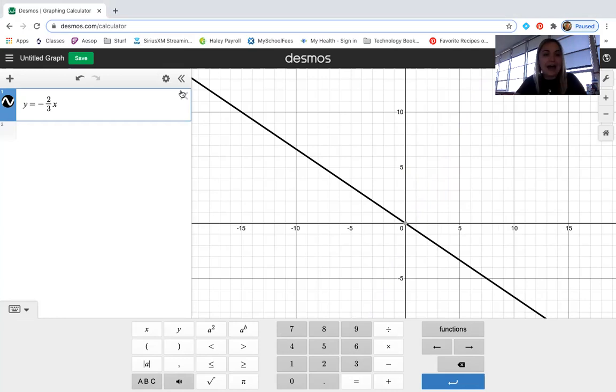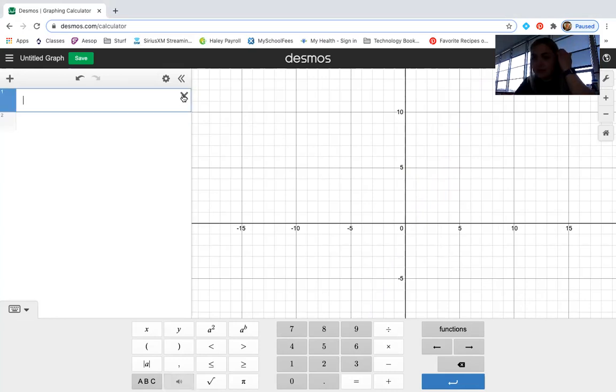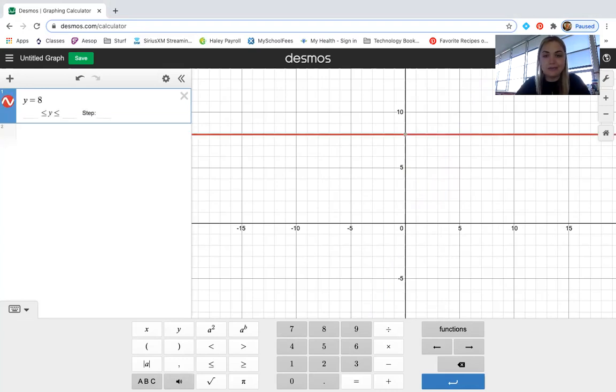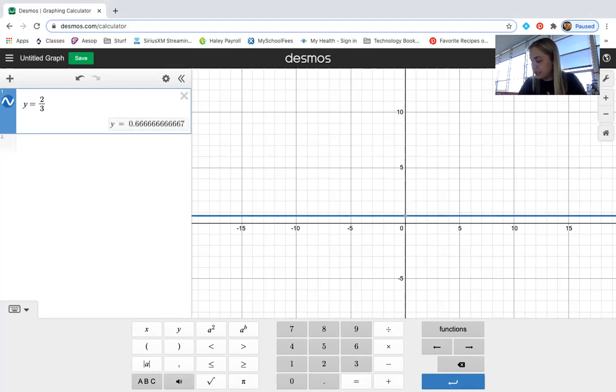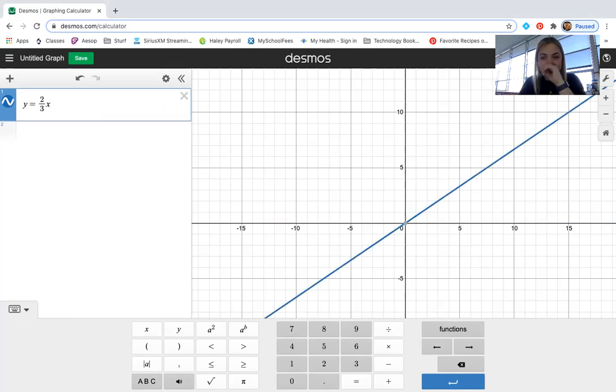All right, we're going to go to L. And it is just y equals 8. You can see this red line goes straight across. It's a horizontal line, but that is still a straight line. So you have to circle L. All right, let's type in M. Y equals 2/3 x. So this is the positive version of K, and it's still a straight line. So we are going to circle M.